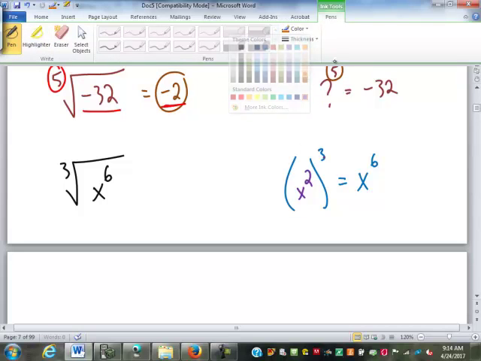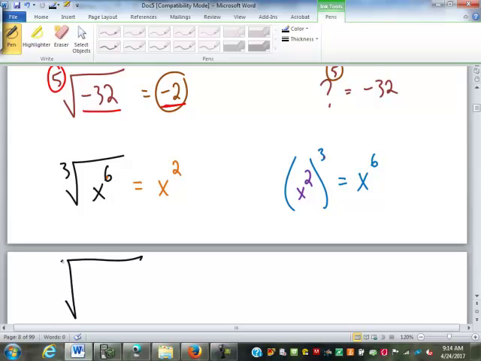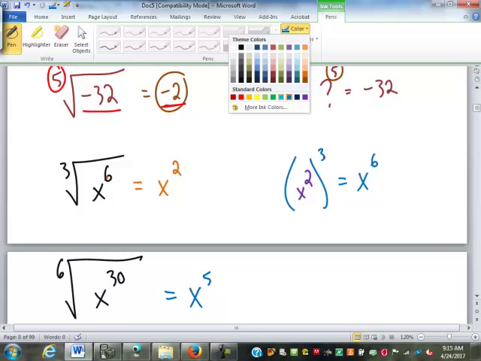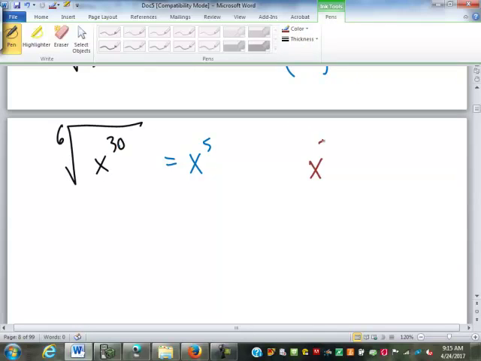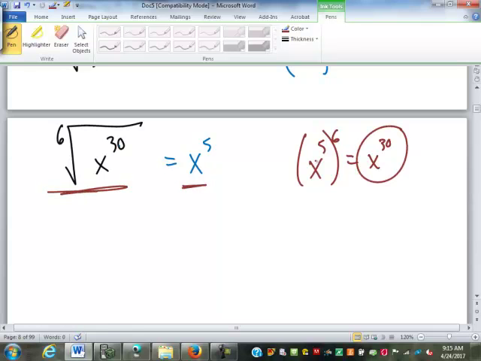So if you look what's going on here, when we do a third root of a variable, we're just dividing the powers. 6 divided by 3 is 2. That's x to the second. If I had a sixth root, say, the sixth root of x to the 30th, same thing's going to happen. I'm going to divide the powers. What's 30 divided by 6? 5. Very good. Because x to the fifth to the power of 6 is going to equal x to the 30th. That sixth root has to reverse it.